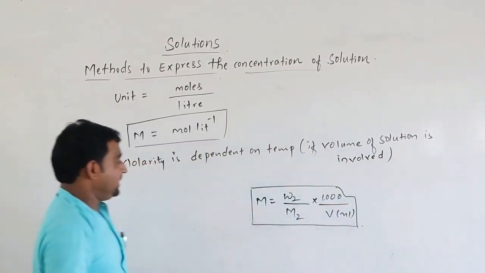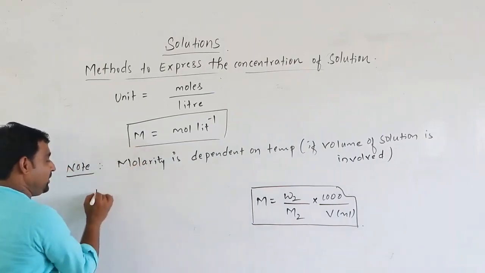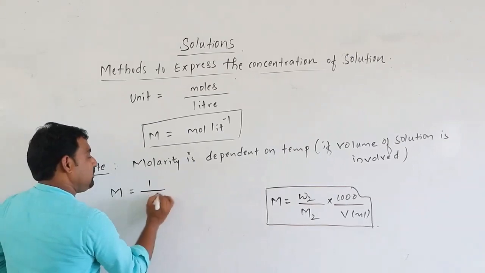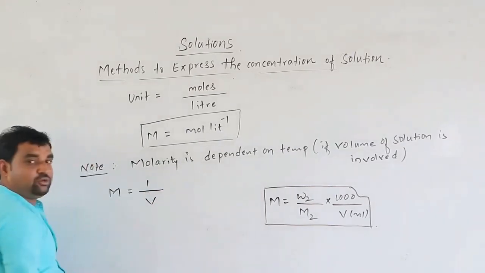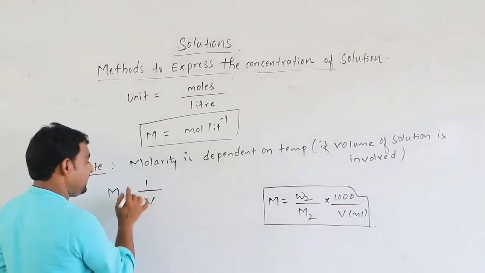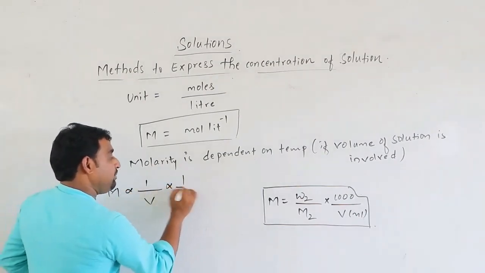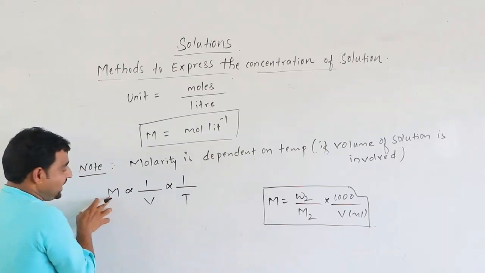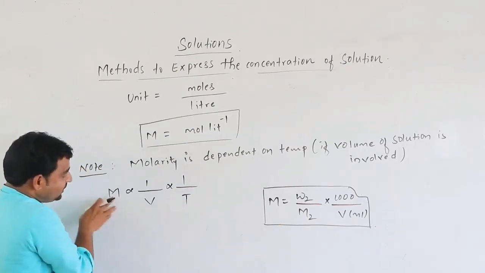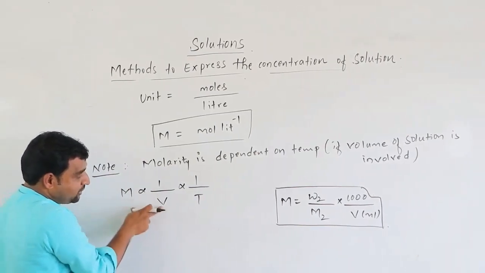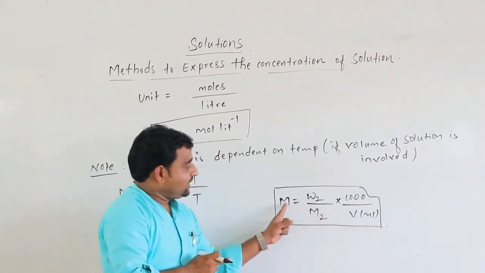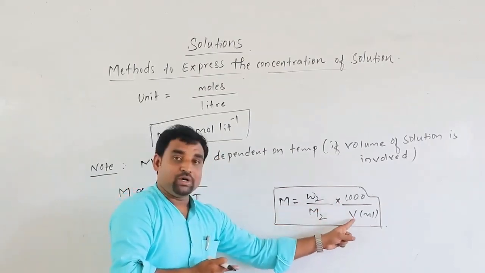So that is, you can write that. Using the molarity formula, molarity is inversely proportional to the volume, and volume is directly proportional to the temperature. It means molarity is inversely proportional to the temperature. Very important formula: molarity is inversely proportional to the volume. From the formula we can define the number of moles dissolved per liter of the solution.